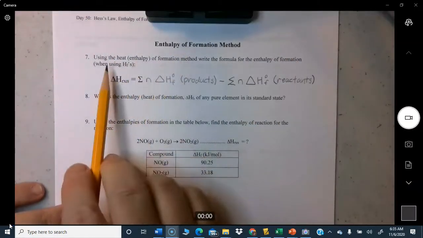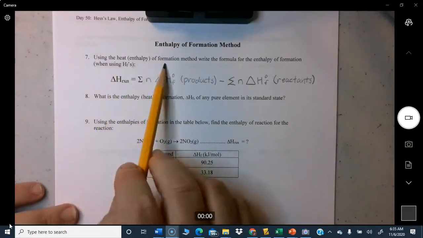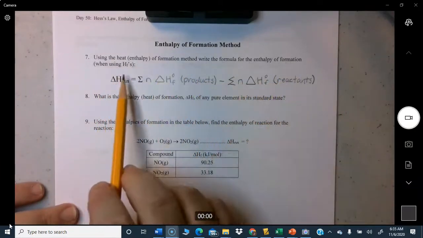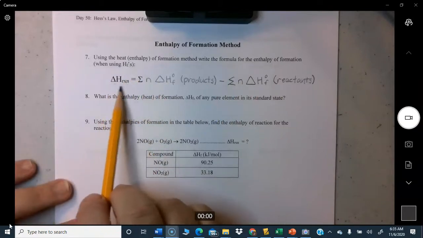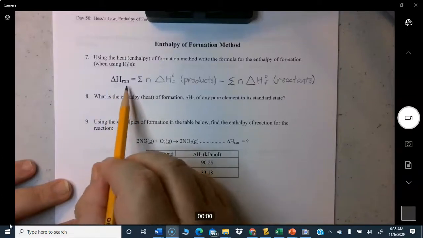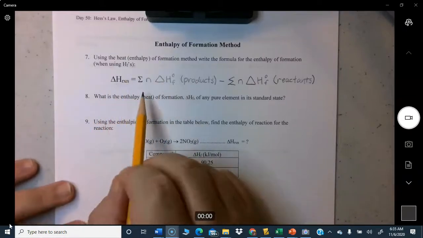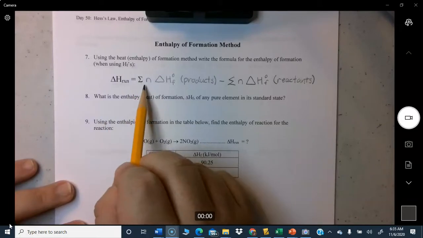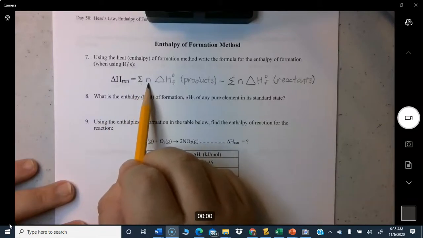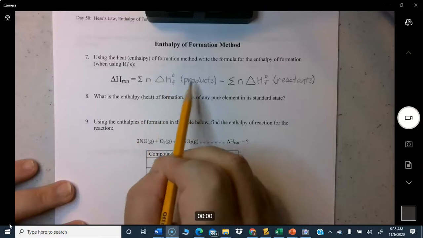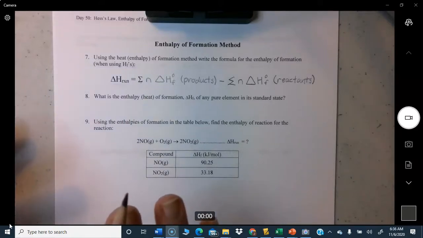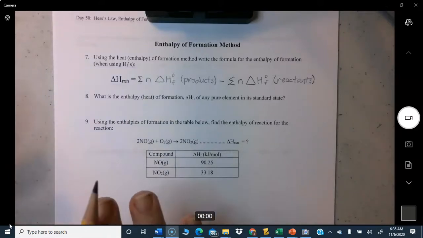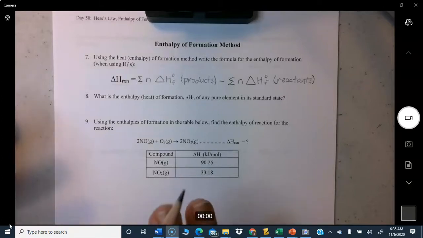So here's the formula. Using the enthalpy of formation method, write the formula for enthalpy of formation, delta H of F. So there it is. The delta H of reaction, and that's really heat of formation of this type of reaction, is the summation, that's the summation sign, the number of moles times the heat of formation of the products. The circle means at standard state conditions, which is 1 atmosphere. It's not the same as STP. STP is 1 atmosphere and 0 degrees. Standard state is 1 atmosphere.